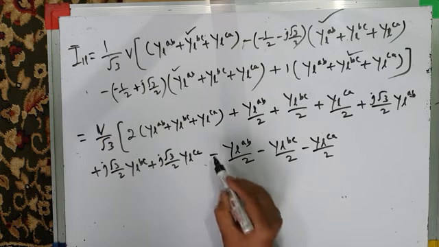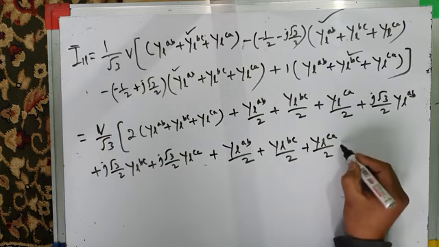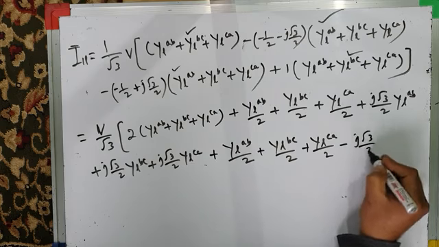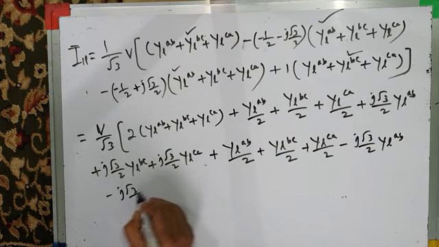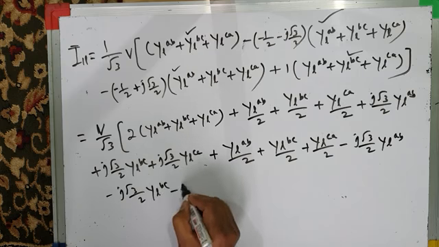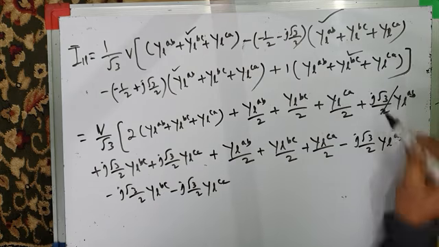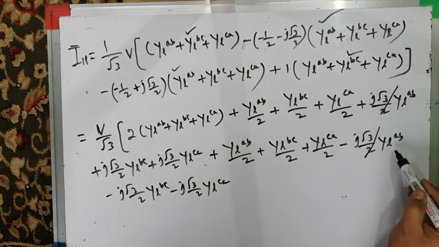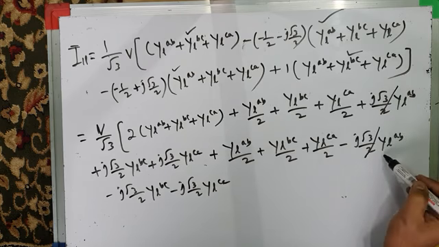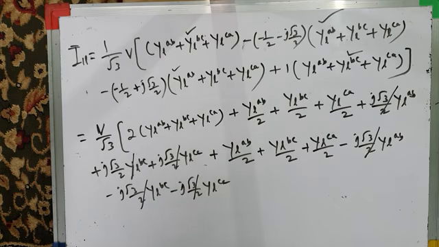So minus into minus becomes plus, so all these three terms will become plus. And minus plus is minus j root 3 by 2 YLAB, then minus j root 3 by 2 YLBC, minus j root 3 by 2 YLCA. Now j root 3 by 2 YLAB is plus and j root 3 by 2 YLAB is minus, so they cancel, plus minus becomes 0. Similarly for the YBC terms and YCA terms, because one is positive and the other negative, they add up to 0.